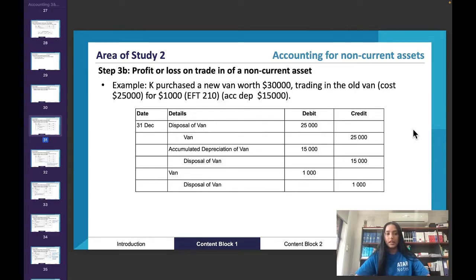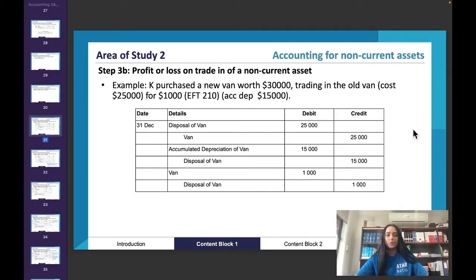So first we have to transfer the carrying value, so we have to transfer the cost, and we have to transfer the accumulated depreciation of van. So on 31st of December, we'll debit disposal of van $25,000 and credit van $25,000 to transfer that cost of the van. And then we would debit accumulated depreciation of van $15,000 and credit disposal of van $15,000 to transfer the accumulated depreciation of the van.